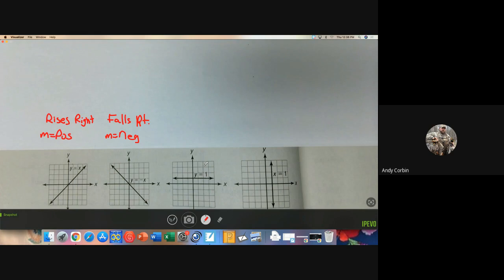Horizontal lines have the slope of 0, okay? So horizontal slope is 0. Vertical, the slope is undefined. Now, it's not 0. It's not that it doesn't exist. It's undefined. And I'm going to show you why here in just a second.